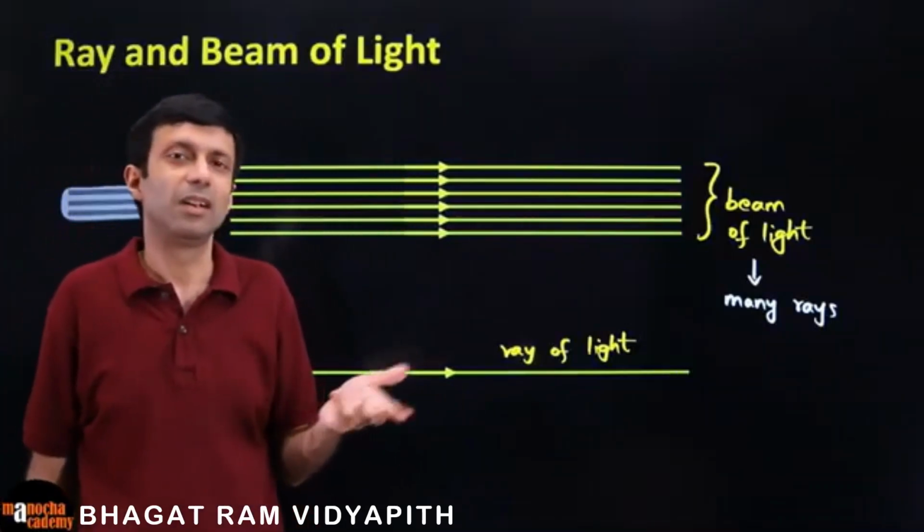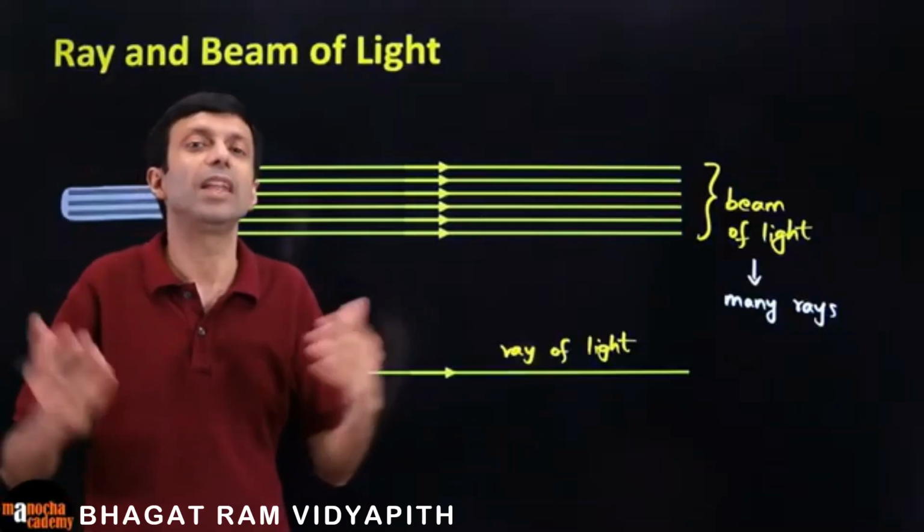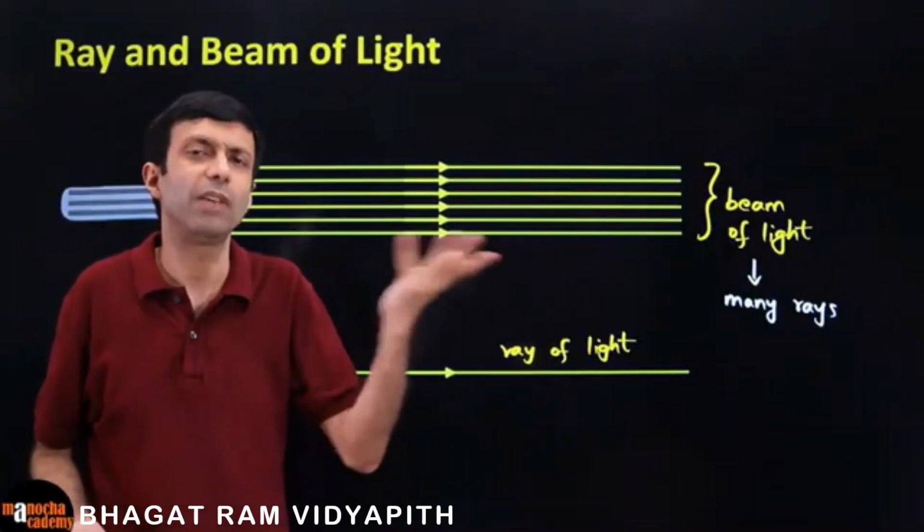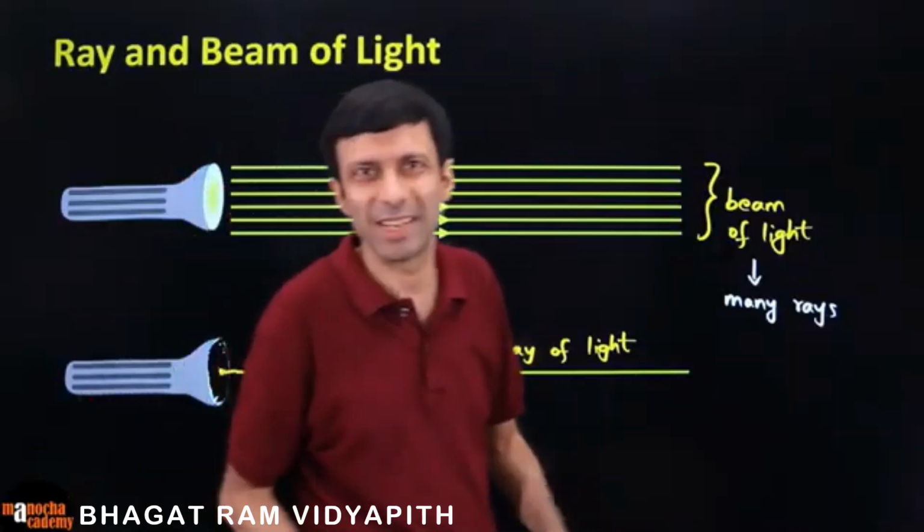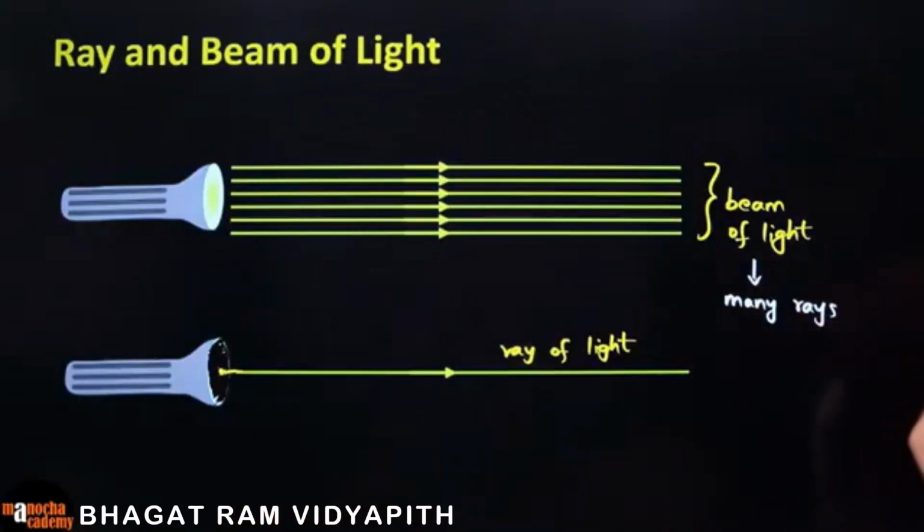Can you guys tell me, a beam is made up of how many rays? 1, 2, 3, 4, how many? What do you guys think? Basushri has the correct answer. Ishan has the right answer.